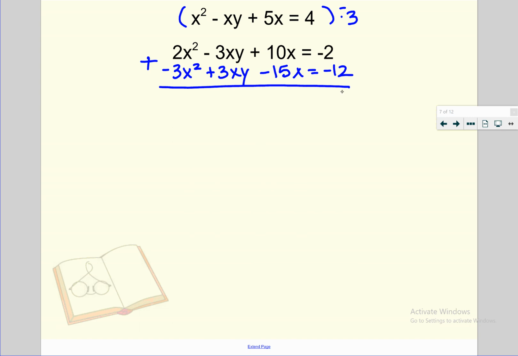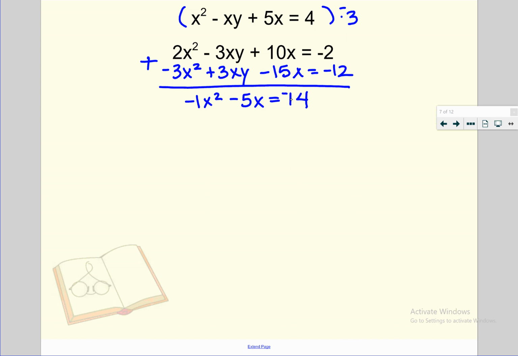2x squared and negative 3x squared give me negative 1x squared. Xy's cancel. 10 and negative 15 give me negative 5x. Negative 2 and negative 12 give me negative 14. Okay. All right, now I have a quadratic.